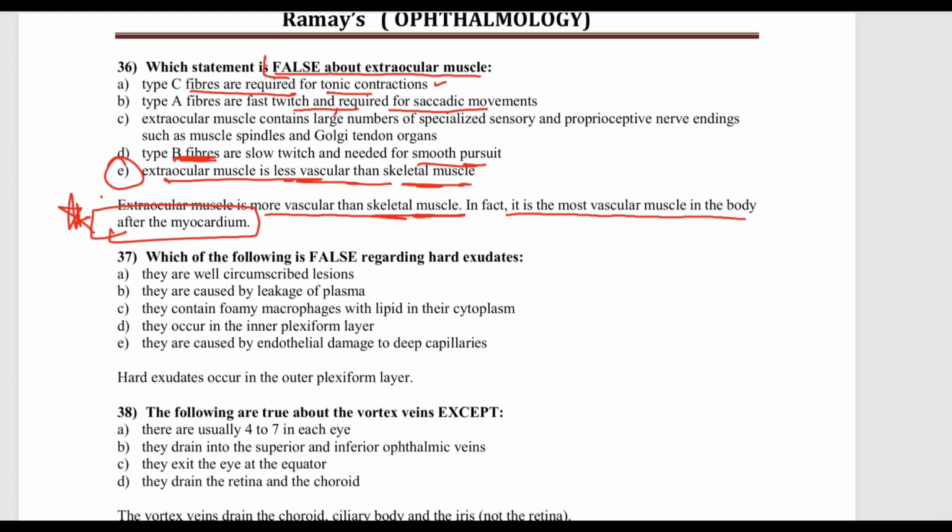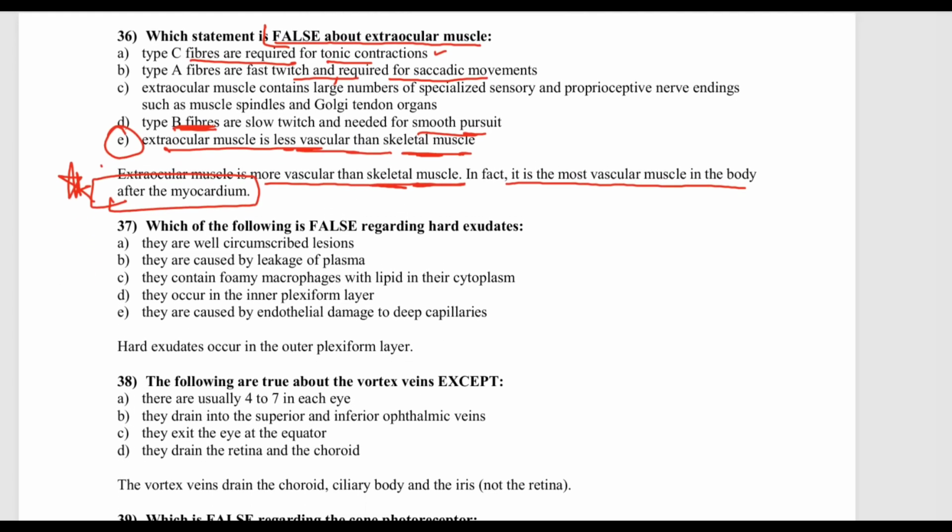Our next question is which of the following statements is false regarding the hard exudates? The options are: they are well circumscribed lesions; they are caused by leakage of the plasma; they contain foamy macrophages with lipid layer in their cytoplasm; they can occur in the inner plexiform layer; they are caused by endothelial damage to the deep capillaries.